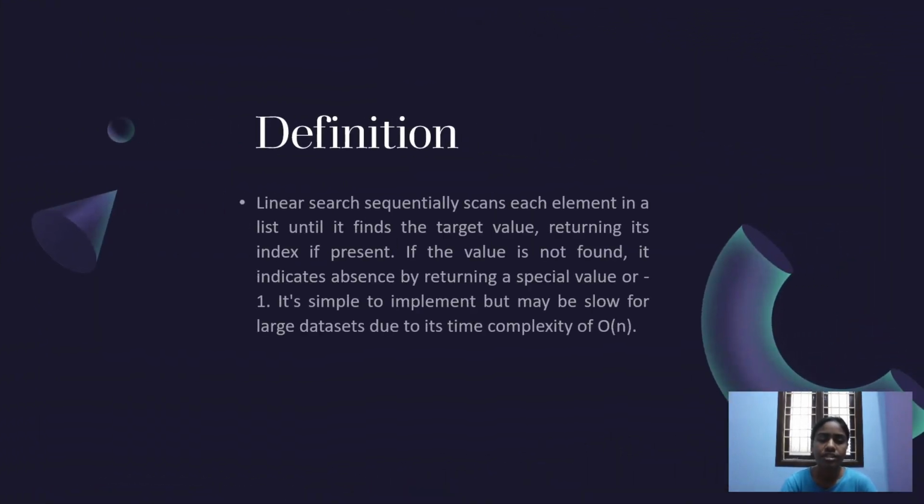The definition: it sequentially scans each element in a list until it finds the target value, returning its index if it's present in it. If the element being searched is not present in the list, it will return the value -1. Considering the disadvantage of linear search, it is slower when handling large data sets, due to its time complexity.